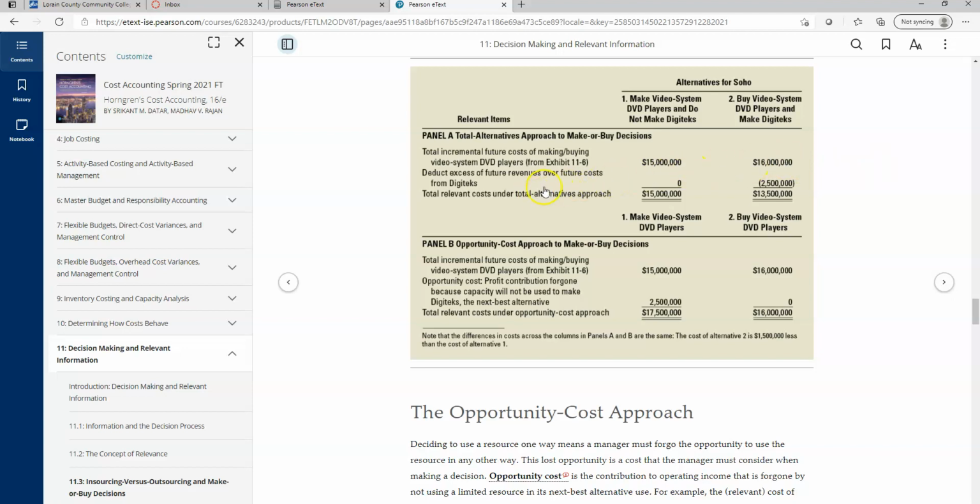But now, if I have idle capacity I can make those Digitechs, because that's what I'm going to do if I choose not to make my video systems. If I make my video systems, I don't have enough capacity. I can't make those Digitechs. So if I outsource it, I can now make the Digitechs. If I keep my video systems in-house, then I cannot make the Digitechs.